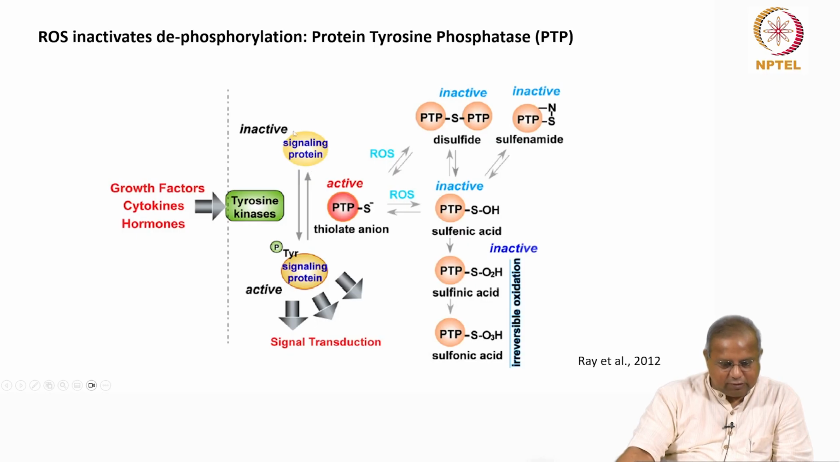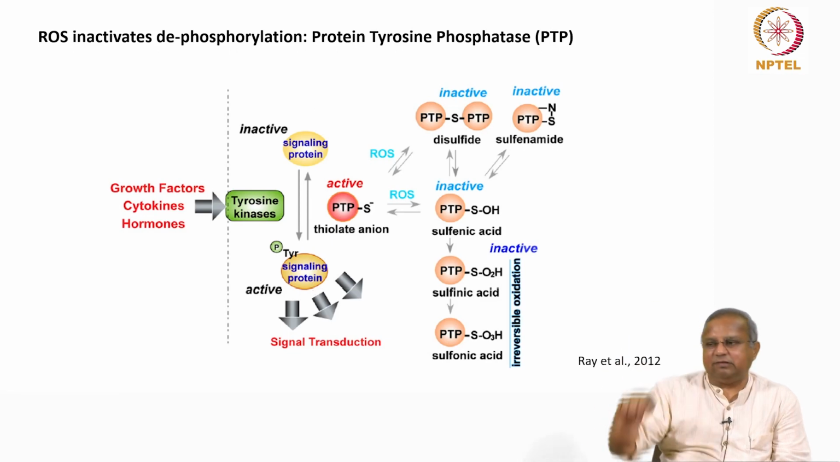Let's focus on the signaling protein here, which is inactive. The signaling protein gets activated by tyrosine kinases, which come about because of growth factors, cytokines, hormones, and so on and so forth, and it gets into an active form. So, this is the active form. When the job is done, the PTP converts the active form into an inactive form, right? So far, so good. What happens when ROS plays a role is that it modifies this PTP and converts it into a sulfenic acid or a sulfinic acid or a sulfonic acid or other forms. Many things can happen. When this happens, PTP becomes inactive. When PTP becomes inactive, it cannot convert the active form back to the inactive form.